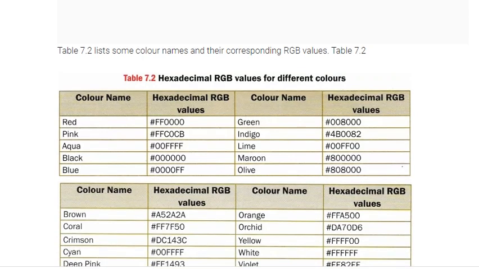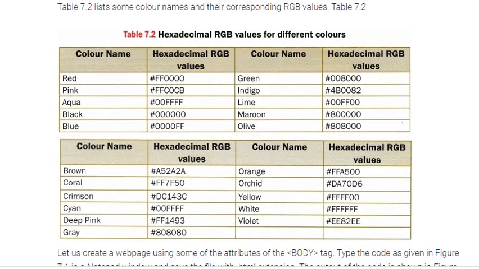Alright, so please be careful. These are the hexadecimal RGB values for red, pink, aqua, black, blue, green. You can note down these RGB values in your notebook so that you can easily remember them.